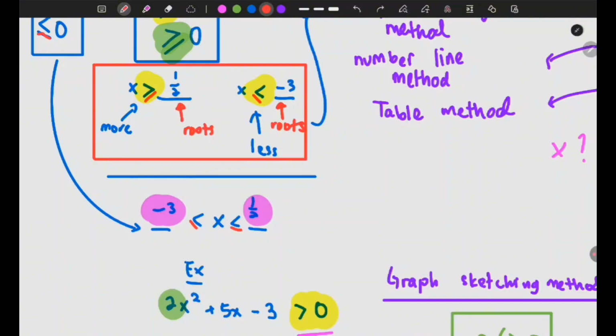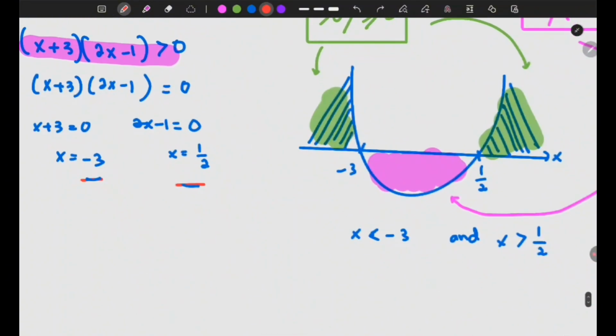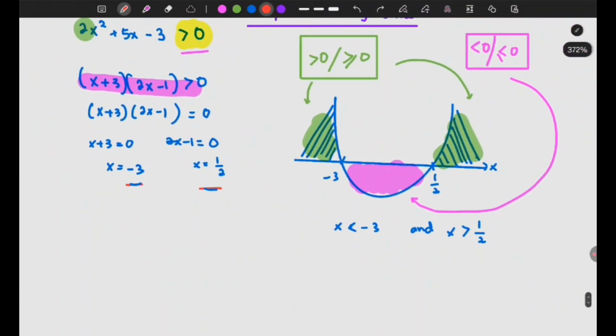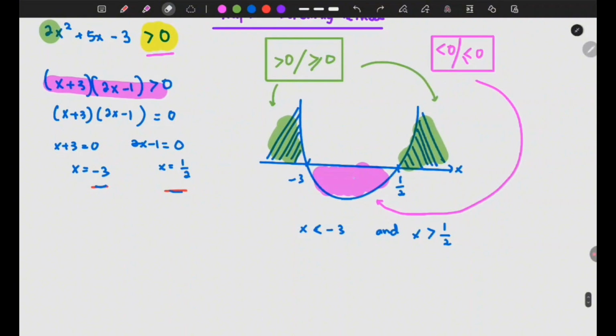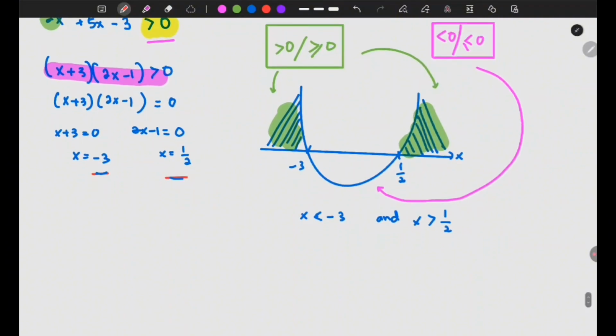So this is how the graph sketching method looks. Actually, you don't have to keep the sketch, so you can just erase it. And how does it look if it's the number line method?